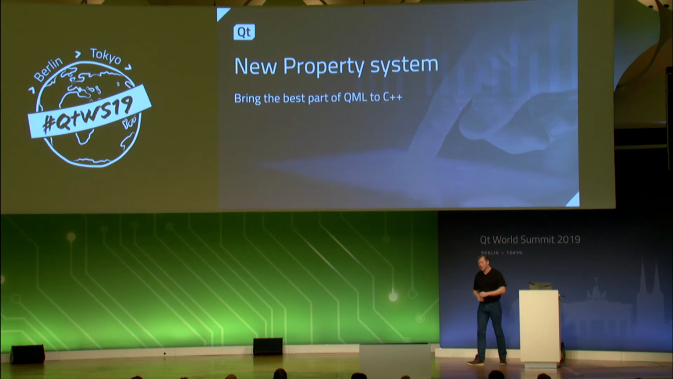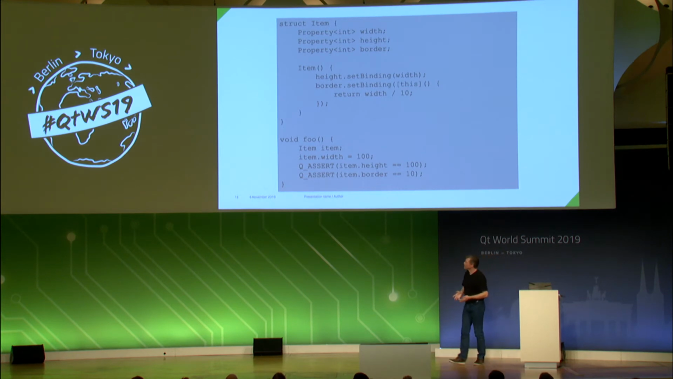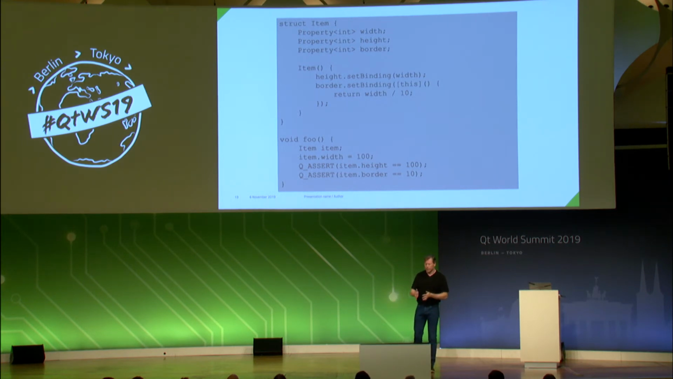And then, as the last part of my presentation, I thought I'd give you a slight intro into the implementation of the new property system that I talked about a bit yesterday. Just to quickly recap, this is how things will look from a user's perspective. You have any struct. You can add properties to the struct: width, height, border. And you can set, for example, in the constructor, bindings, binding the height to the width, so that the height will always be the same as the width. It's a square item. And the border, maybe 10% of the width.